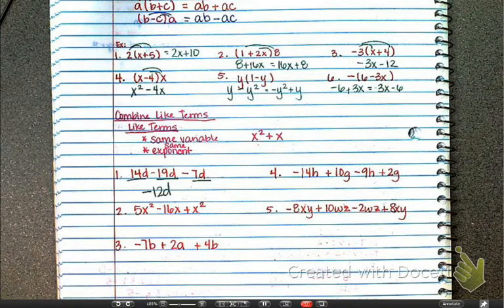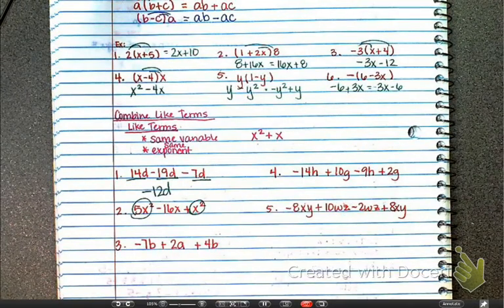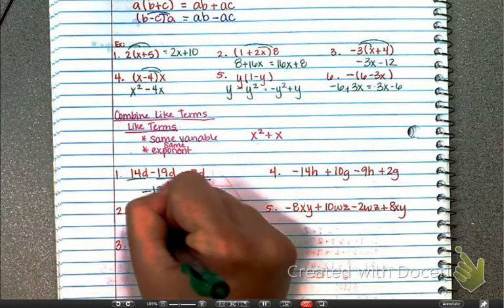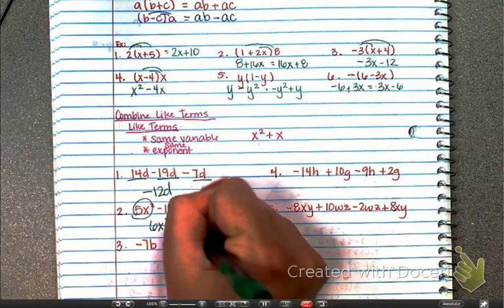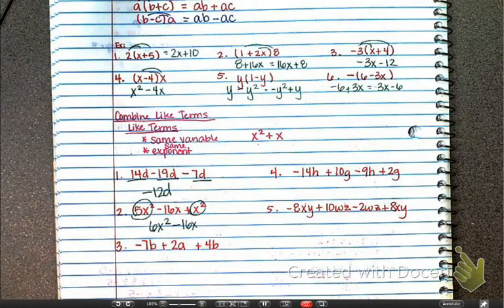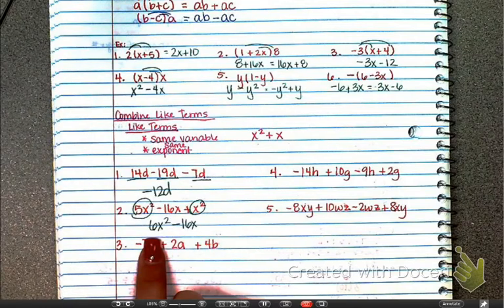Number 2, what are my like terms? 5x squared and x squared. And that one should come first, right? So 5 plus 1 is 6x squared. And then this negative 16x, I'm just going to rewrite. So the 5 plus the 1 gives me 6x squared, because remember, you don't change the exponent. And then the negative 16x just attaches at the end.